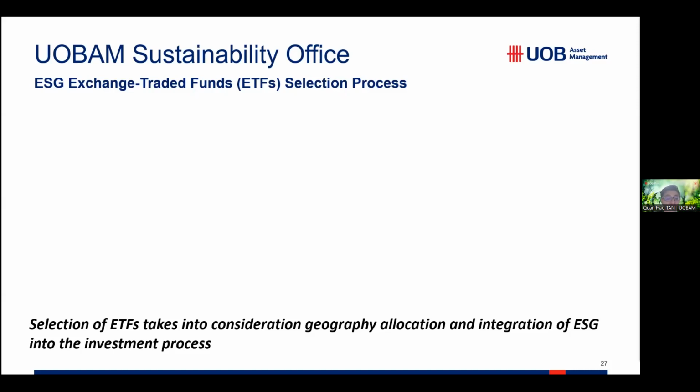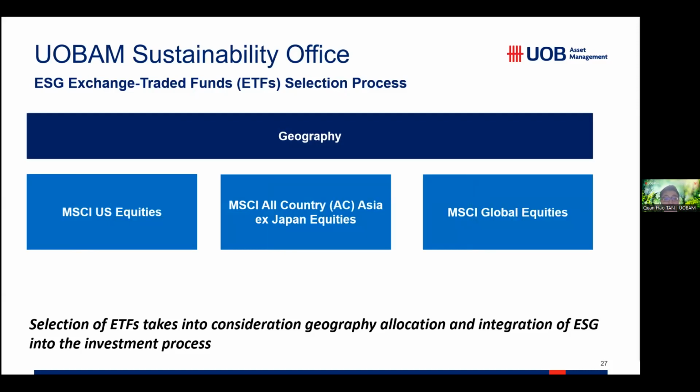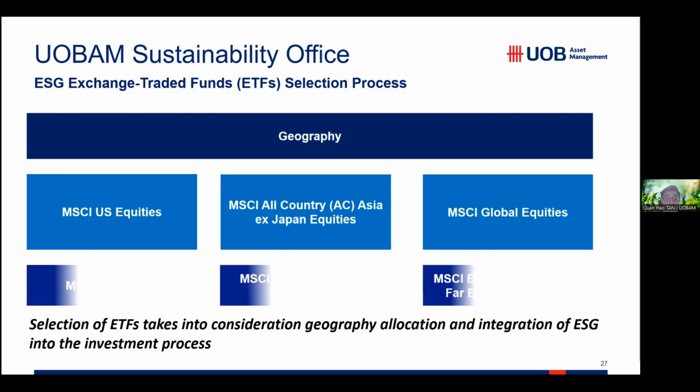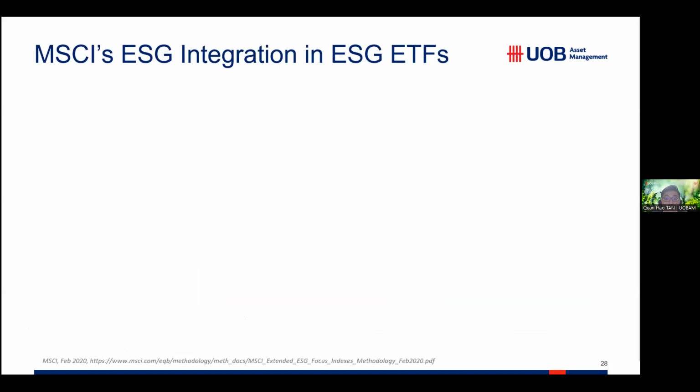So I'll spend some time here explaining the ESG process of the ESG ETFs under the Global Impact Portfolio. This Global Impact Portfolio gives investors exposure to funds and ETFs that integrate ESG consideration. So ESG is taken into account in the portfolio. And in the selection of the ETFs, we first look at the geographic allocation. The geographic allocation is identified across US, Asia, Japan, as well as global equities. And the corresponding MSCI indexes are also defined for each geography.